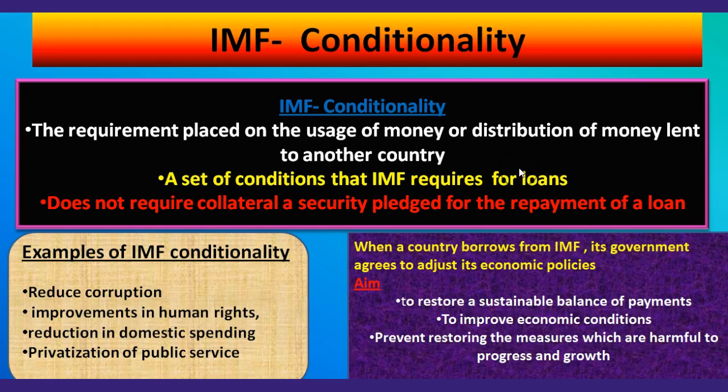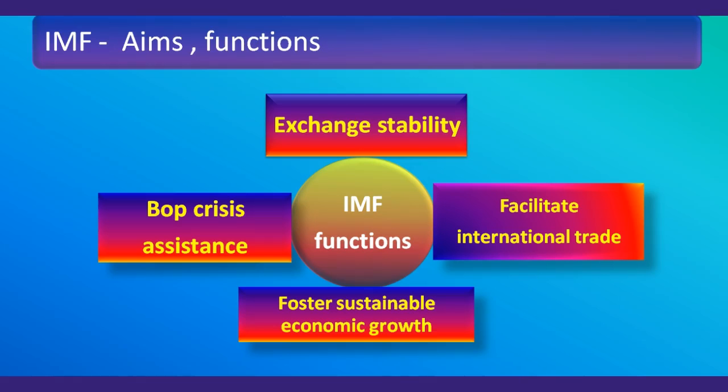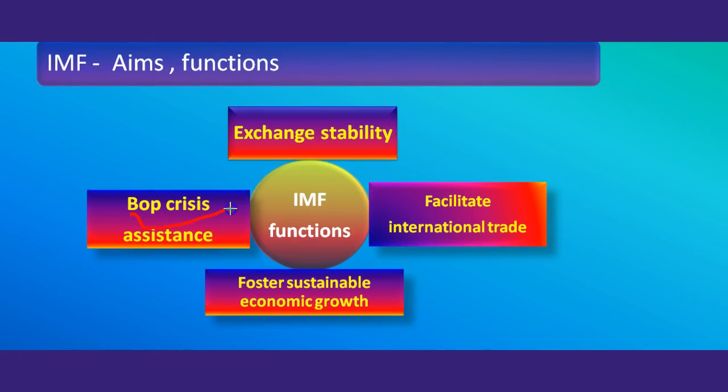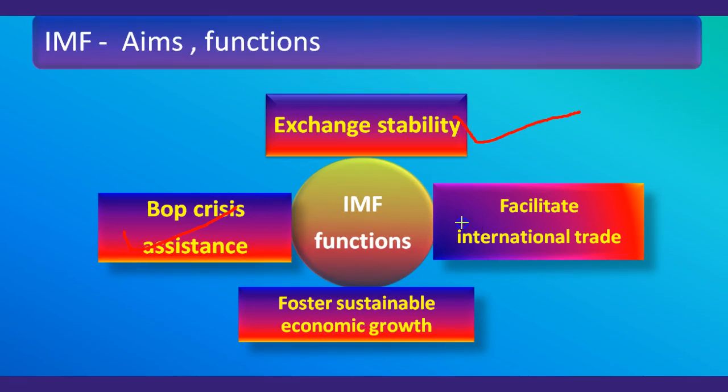IMF gives short-term loans but doesn't require collateral. It places some condition on borrower countries, and its government have to adjust its economic policies to restore sustainable balance of payment and to improve economic condition both national and international level. And these are examples for conditionality. International Monetary Fund aims and functions. We have discussed exchange stability, balance of payment crisis assistance, which automatically facilitate international trade, and all these lead to foster sustainable economic growth.